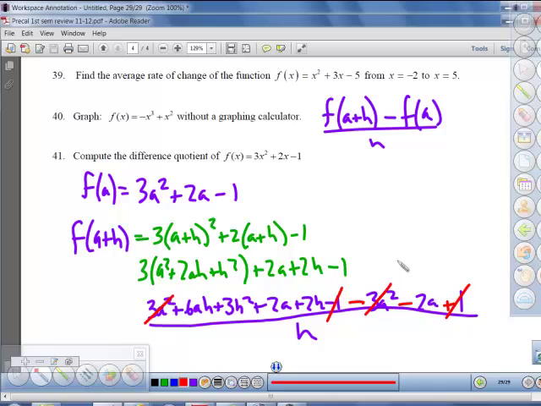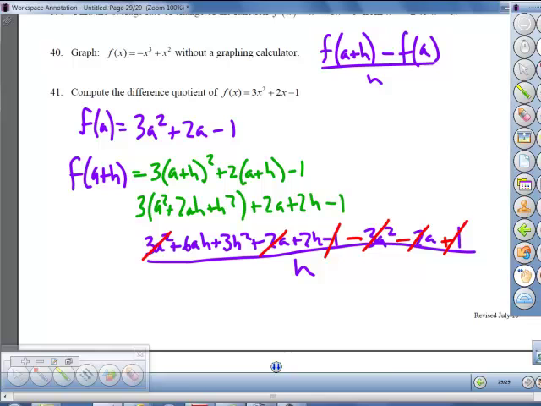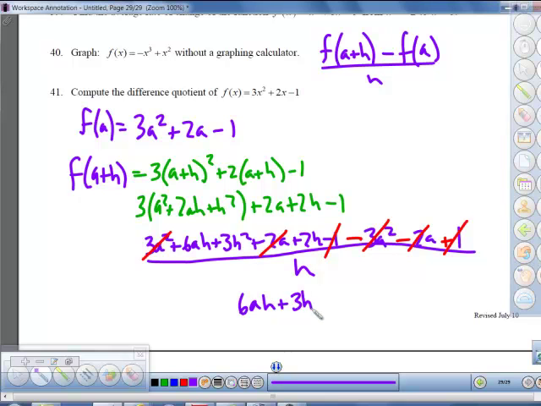Then negative 2a is going to go with this guy. Wait, what's canceling? See how this is a positive one? Well, that's a negative one. This is a positive 3a squared. So all those terms should cancel. Okay, and so then I'm left with 6ah plus 3h squared plus 2h divided by h. You see how everything on top has an h? So I could factor out an h, or basically just divide an h from everything. And then I'm left with 6a plus 3h plus 2.